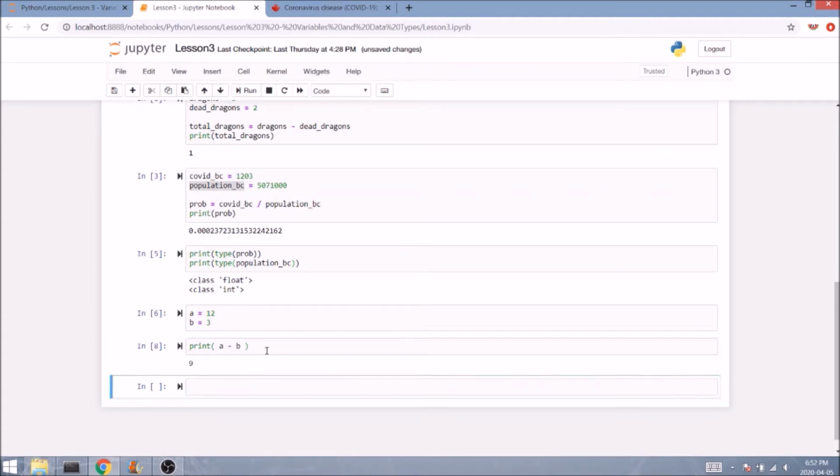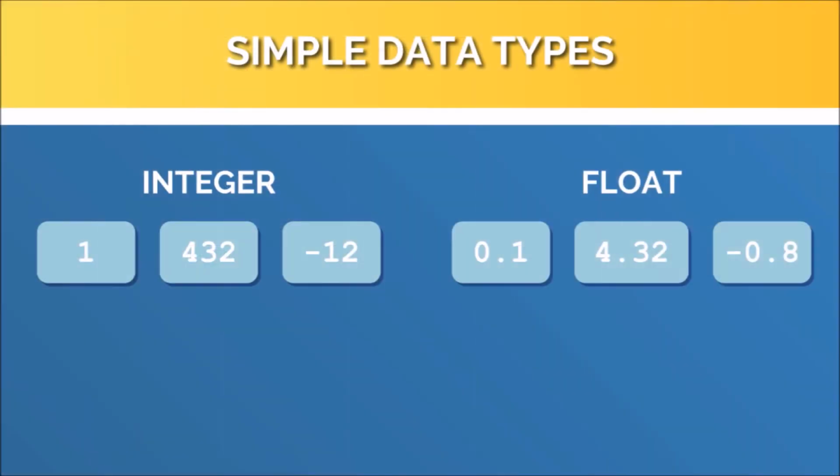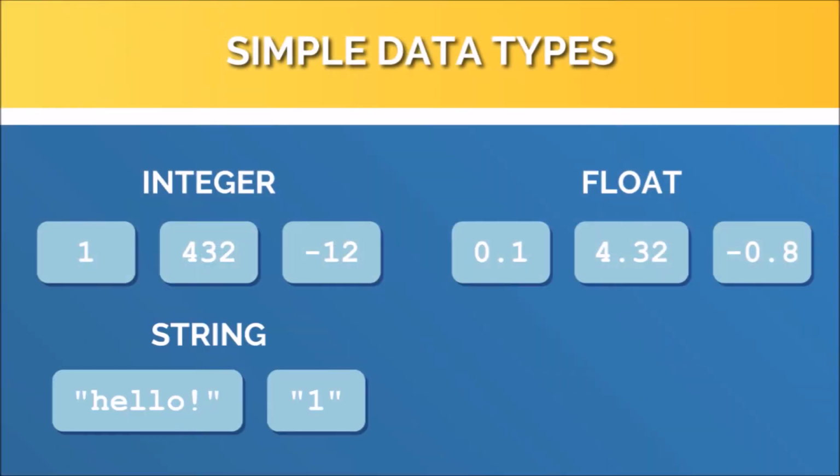We can multiply using the asterisk. We can divide by using the slash. And lastly, we can even do a square operation with 2 asterisks. The next data type we'll talk about is strings.